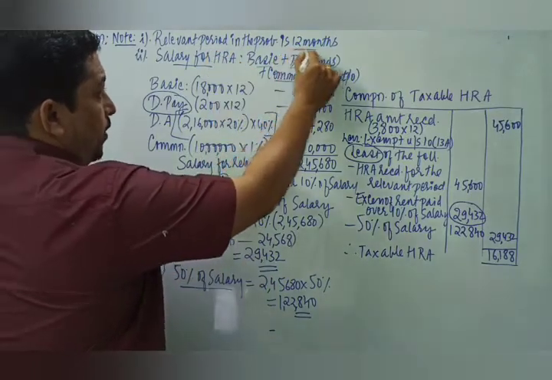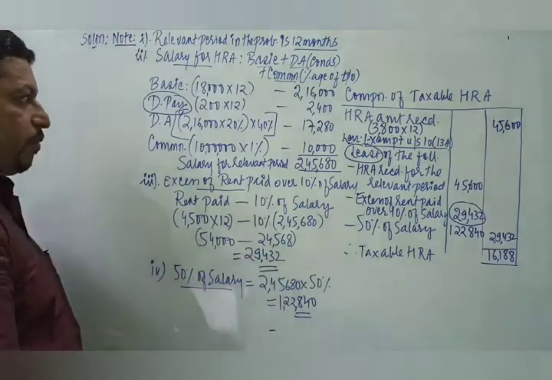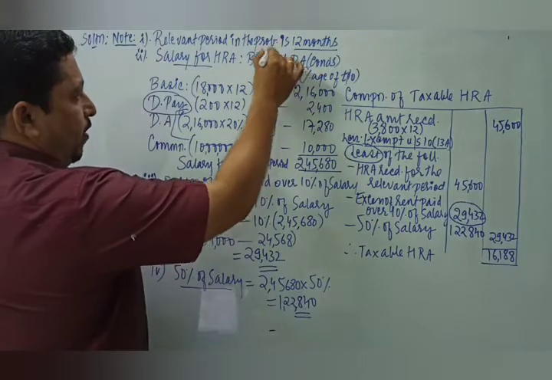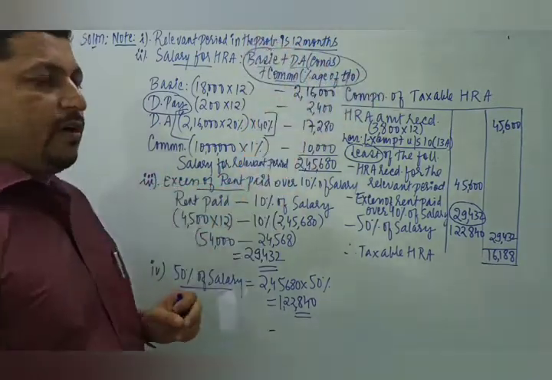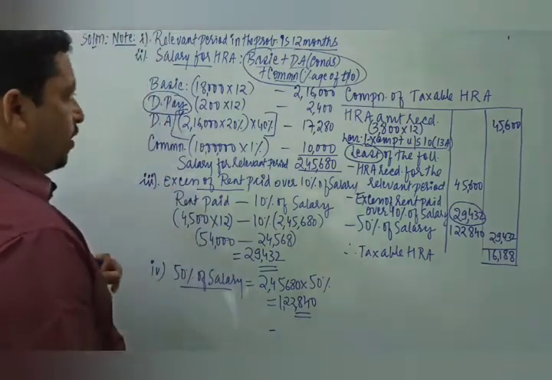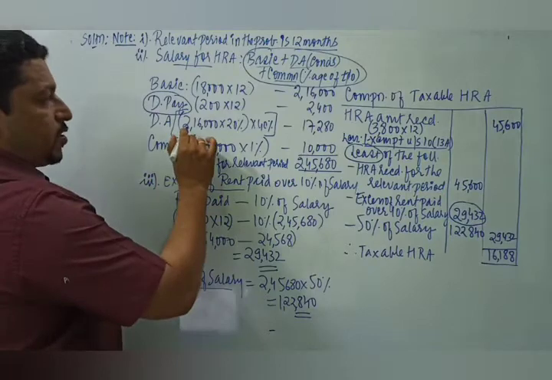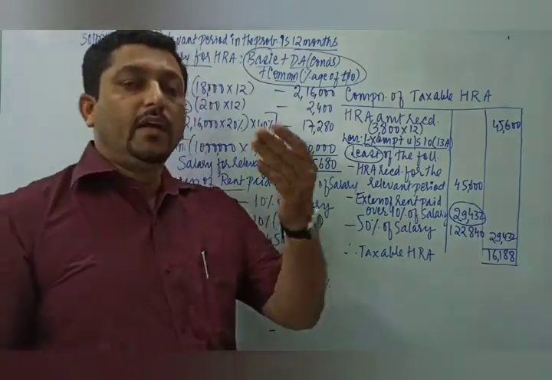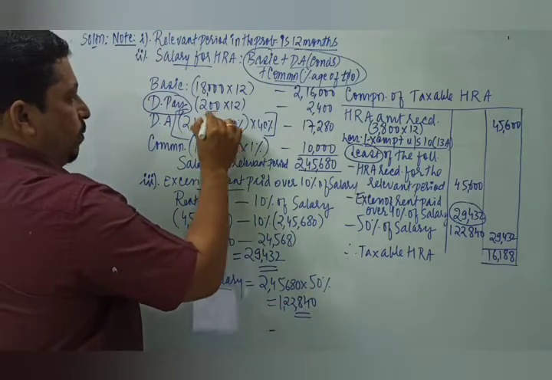Relevant period in this problem is 12 months because he doesn't shift to his own house. It's not given anywhere in the problem. Salary for HRA is the same as for an employee not covered under the Payment of Gratuity Act: Basic, DA, commission, DA with condition, commission if a percentage of turnover is given. Then in this problem, apart from DA, Dearness Pay is also given, which is 200 per month, under terms of employment. So that is included in the meaning of salary, 200 per month.